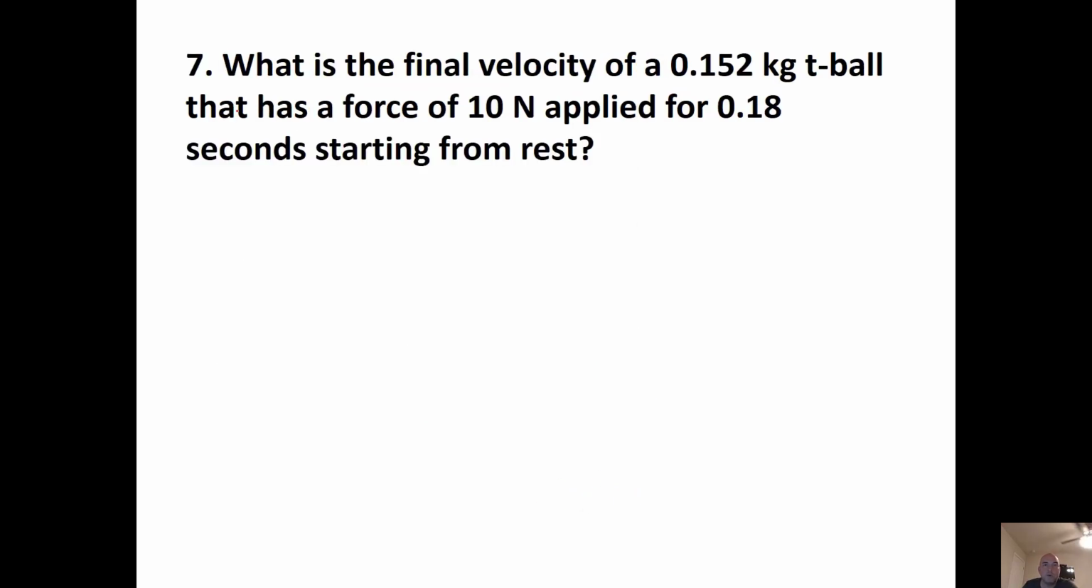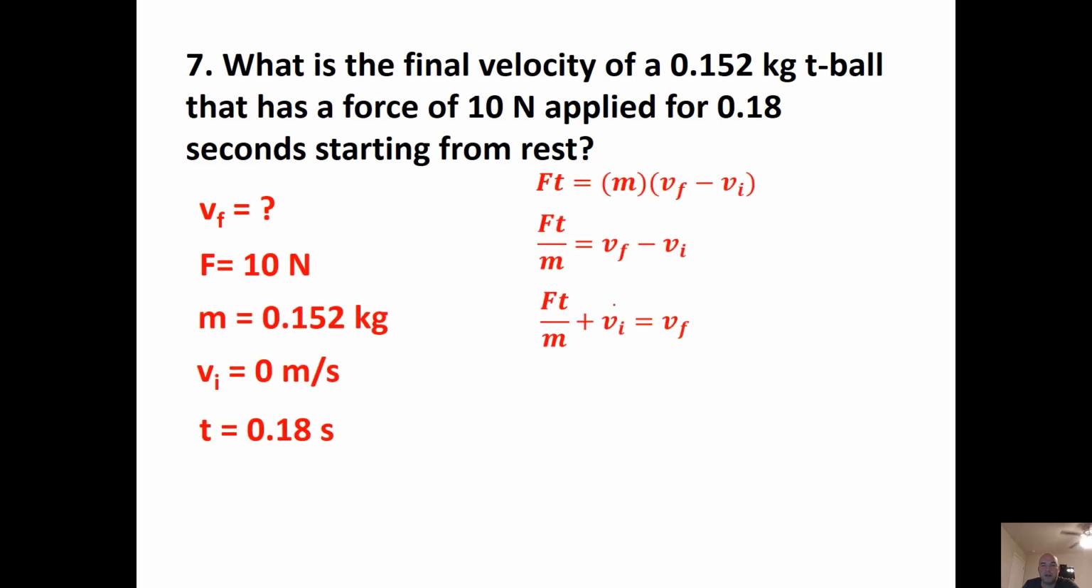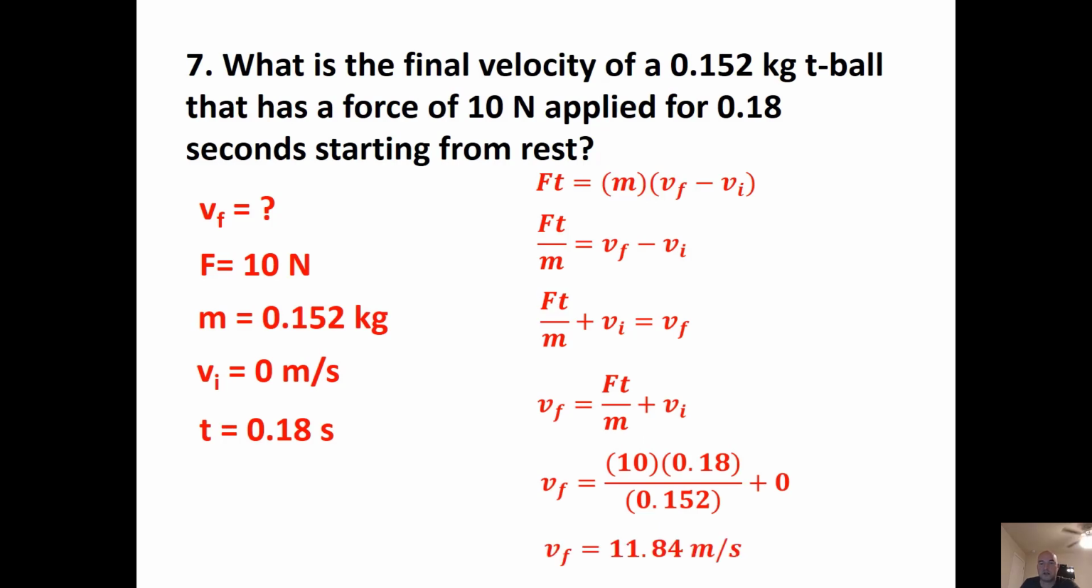What's the final velocity of a 0.152 kilogram t-ball that has a force of 10 newtons applied for 0.18 seconds starting from rest? So here's all our information they gave you. When we rearrange this, we're asked to find velocity. We're going to have to first divide out the mass, so we have to do the division to get rid of the multiplication before we do anything else. Then we can add the initial velocity to both sides, and now we have final velocity equals that. So we can plug in our values, and when you get your answers, you should get 11.84 meters per second.